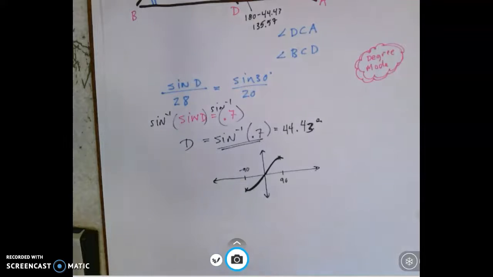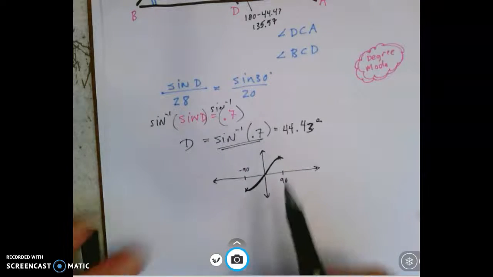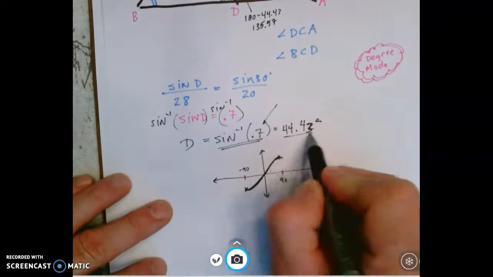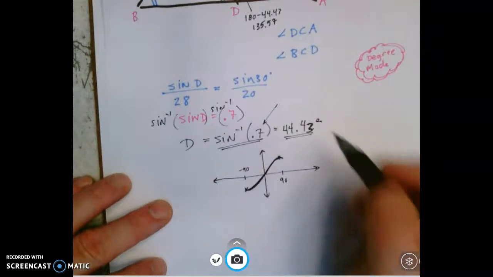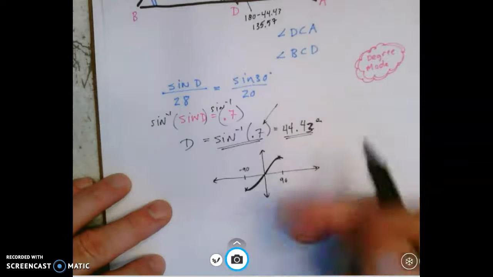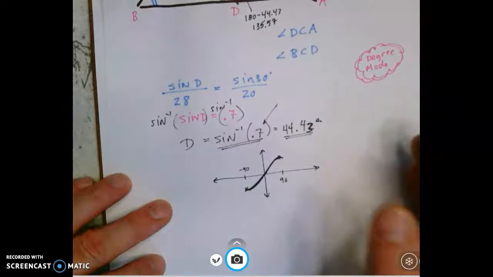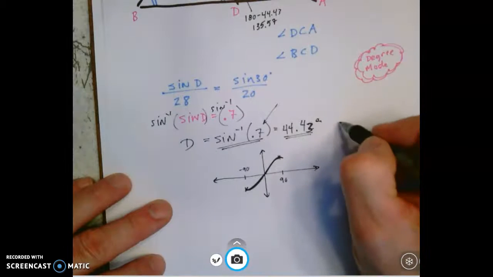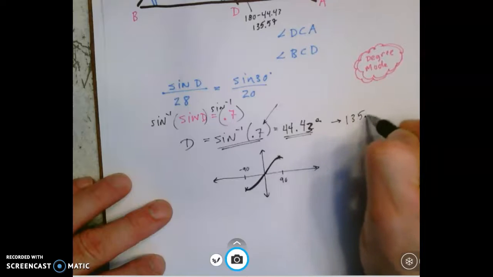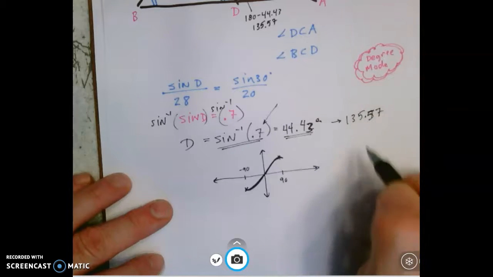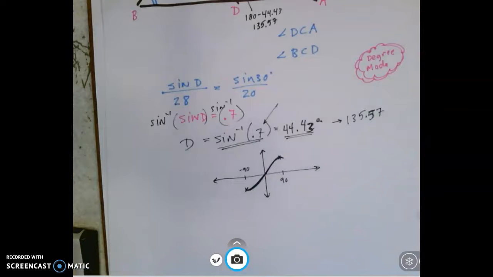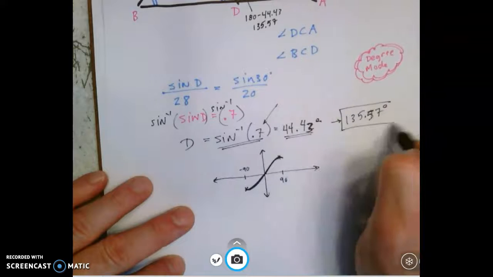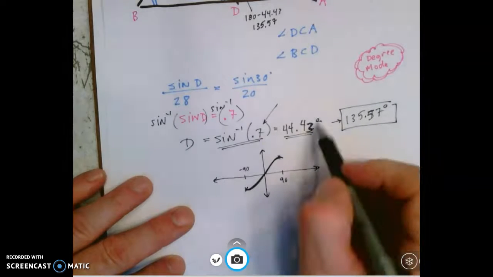But that doesn't mean that we discount everything else, because what we're really asking here is, what angle, when we take sine of it, gives me 0.7? The answer was 44.43, which is true. But because sine is the y value, and it's positive in the first and the second quadrant, we take 180 and subtract this, and that'll give us 135.57. If we put that in our calculator, we would get 0.700 something.